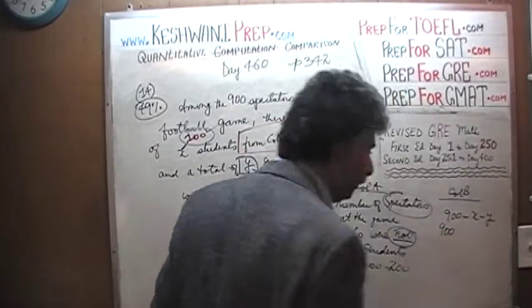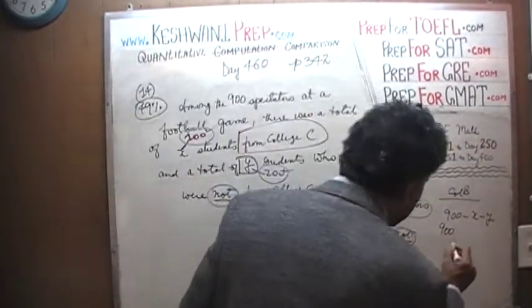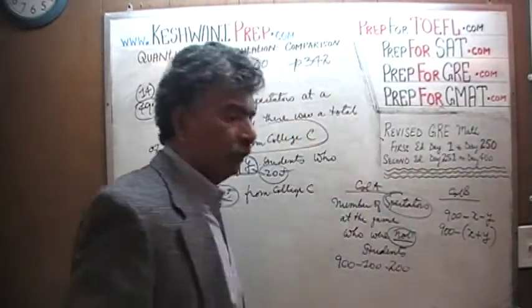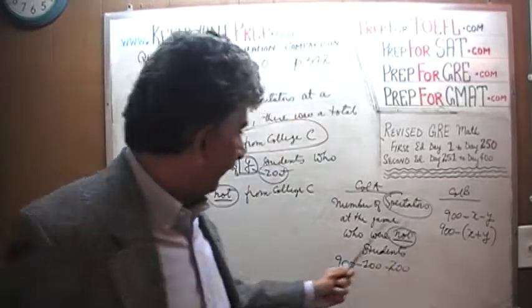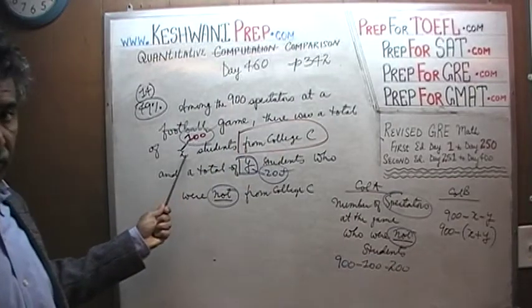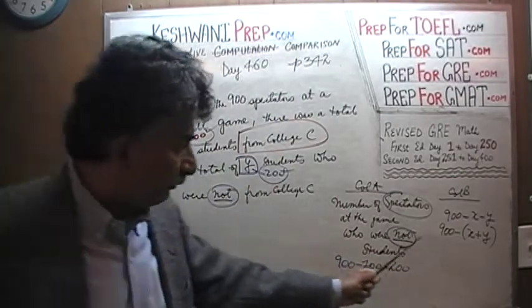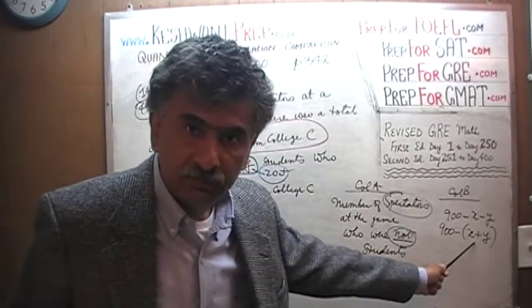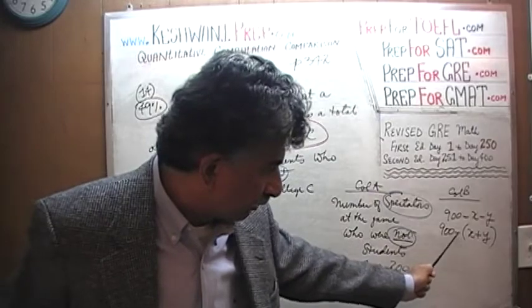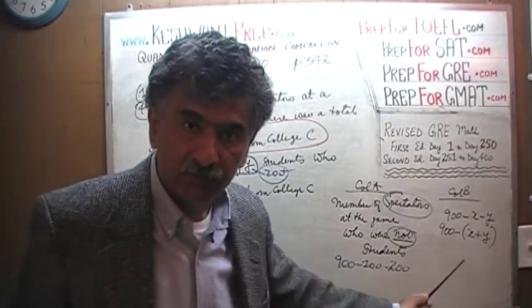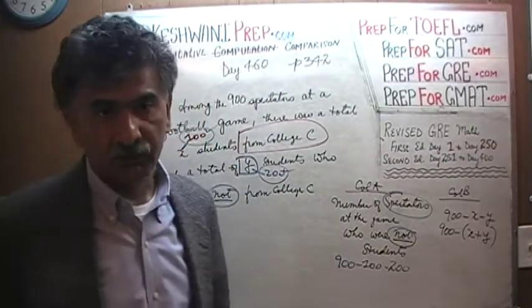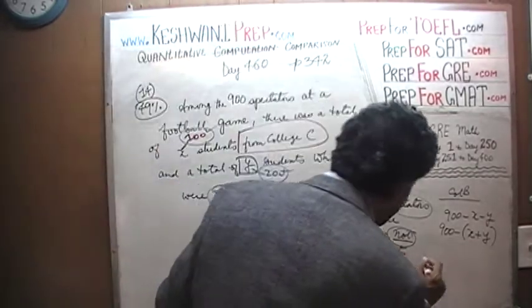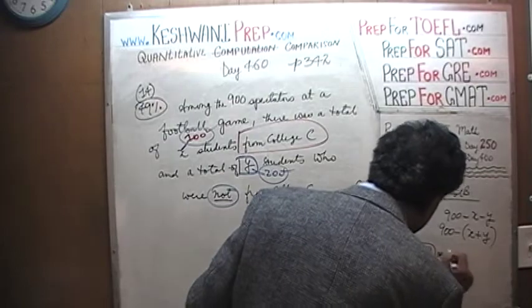900 total people minus the number of students. The number of students was x plus y. Why x plus y? Because x is the number of students from College C, and y is the number of students from other colleges. So this is the total number of students. 900 minus the total number of students actually represents the number of people at the game who are not students. These two quantities are exactly equal. The answer is C.